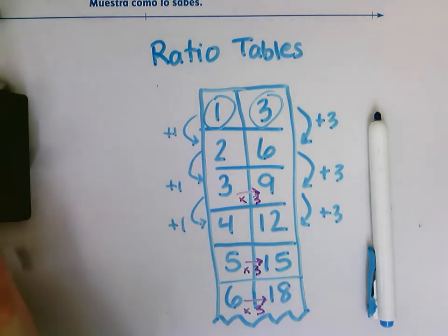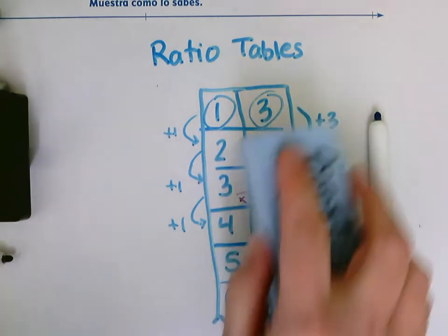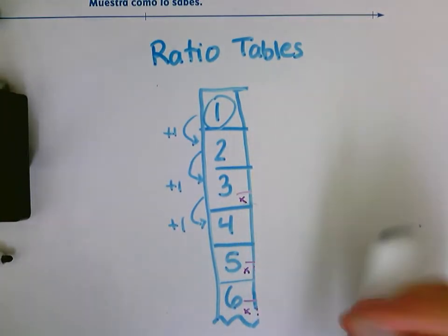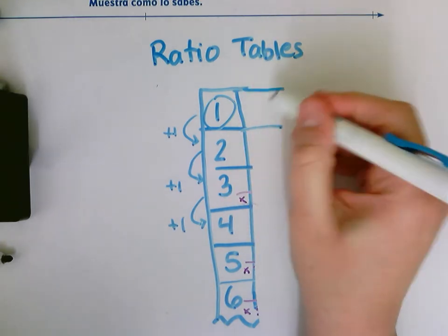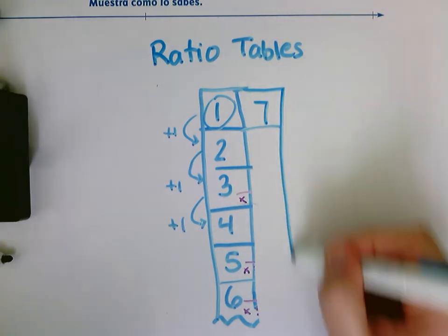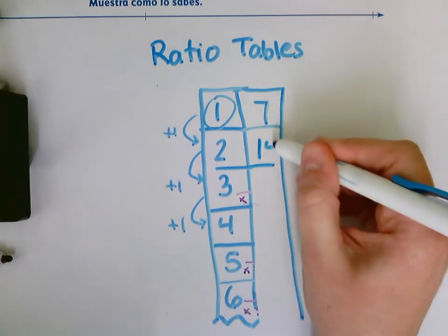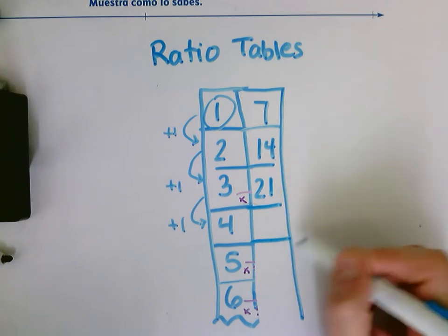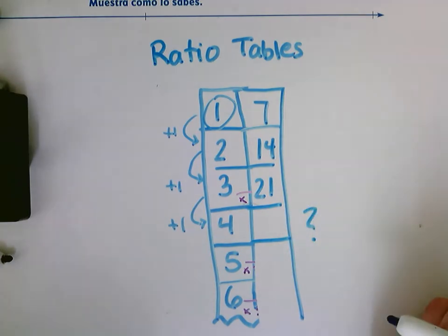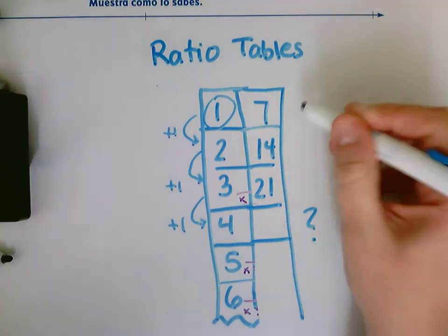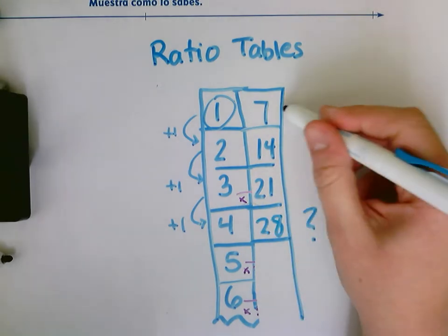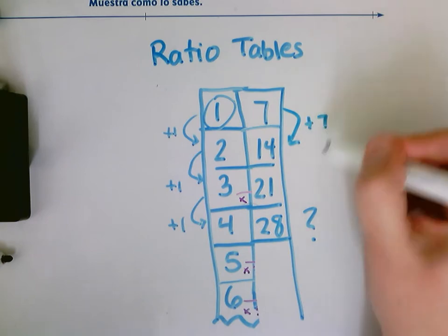If I was making a different ratio table, instead of doing 3s, and I was making a ratio table for 7s, my table would look different. One group of 7 is 7. Two groups of 7 is 14. Three groups of 7 is 21. What would 4 groups of 7 be? That's right, 28. Every time my number is growing by 7.